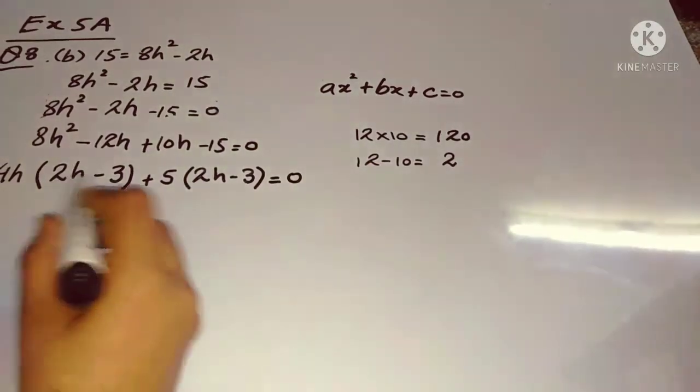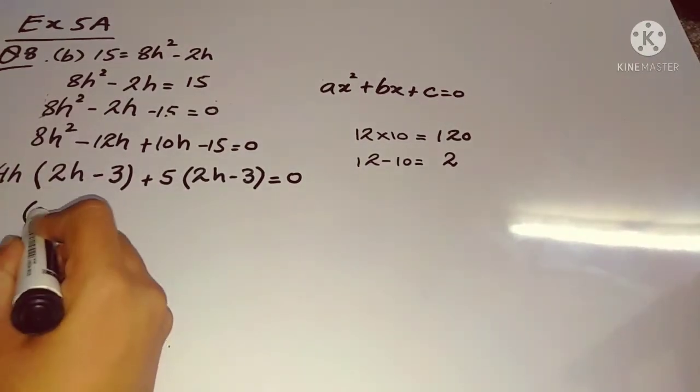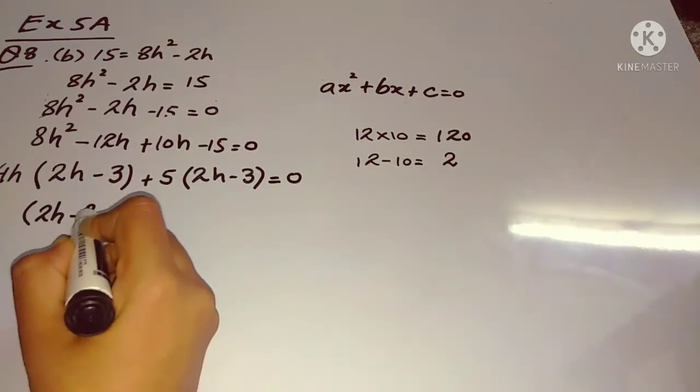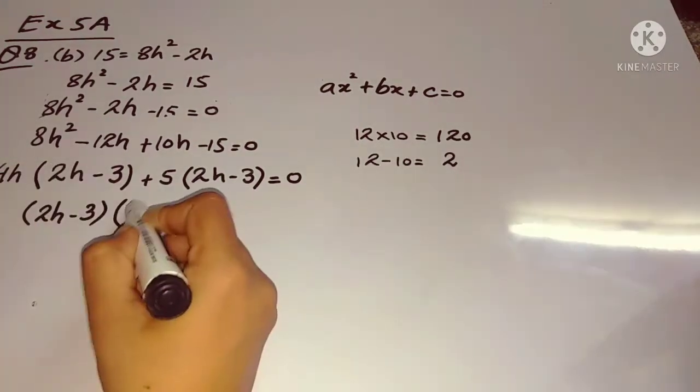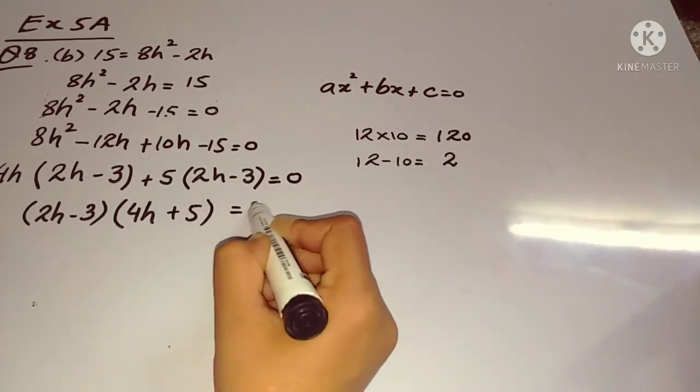So you can take 2h minus 3 common. As you can see, 2h minus 3 is present in both terms. So you will take 2h minus 3 common. What's left over here is 4h, so you write 4h, and 5 is left over here, so you write 5. And they are equal to 0.